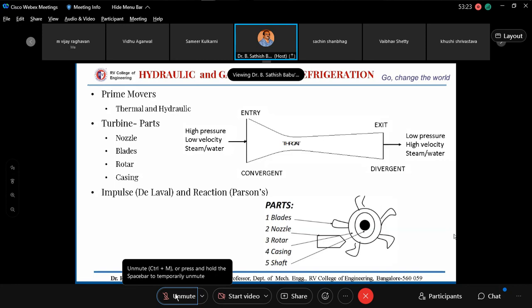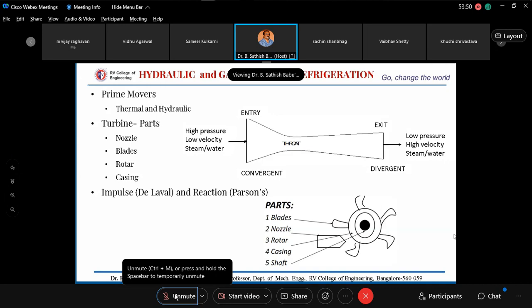In hill stations, have you seen those big fans running? Windmills, ma'am. Windmills. Very good. That is also an example of a prime mover, which takes wind energy as an input and helps in power generation. So it can take any type of energy at the inlet, but ultimately it should convert that energy into some useful work. That is nothing but a prime mover.